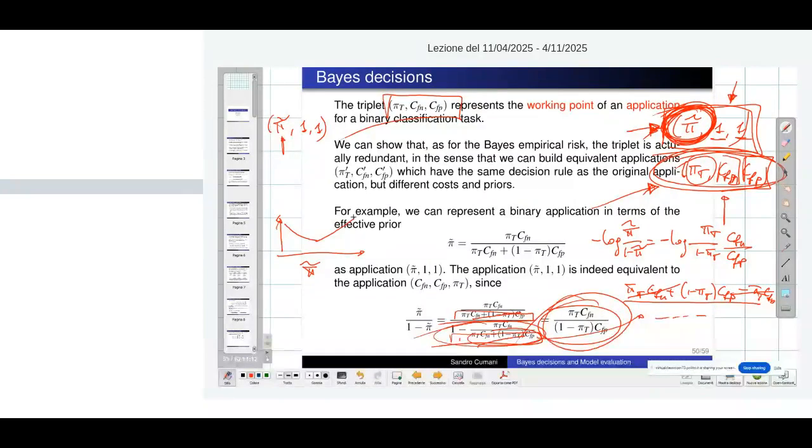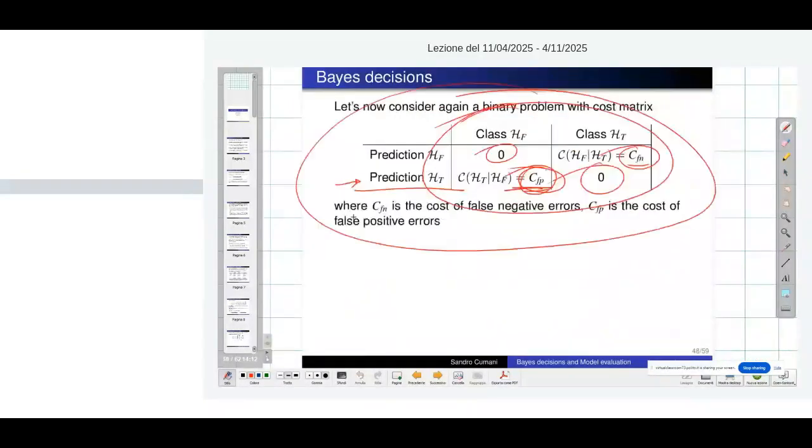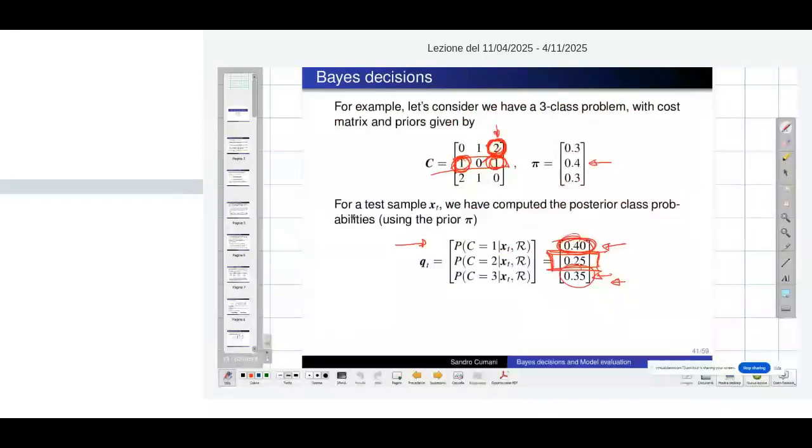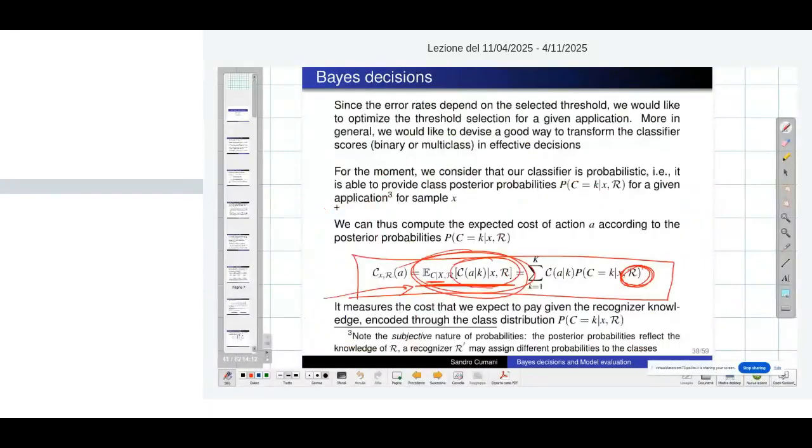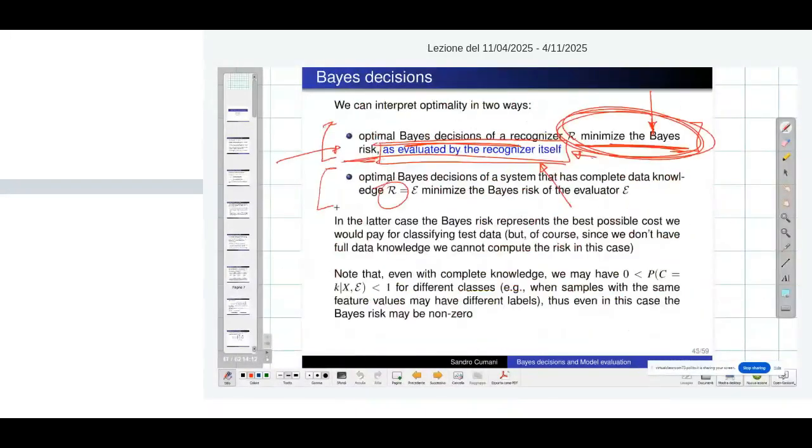This is kind of similar to ROC curves, but the advantage with respect to ROC curves is that in ROC curves, we were just computing trade-offs between the different kinds of errors. Here, we are considering specifically all possible applications of interest and computing Bayes errors for those applications. And we will see that in a moment.